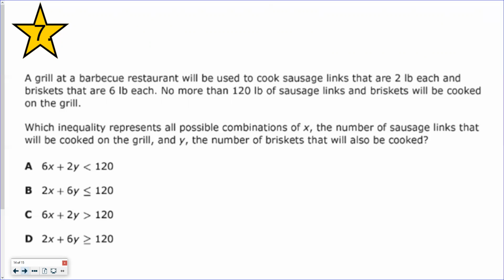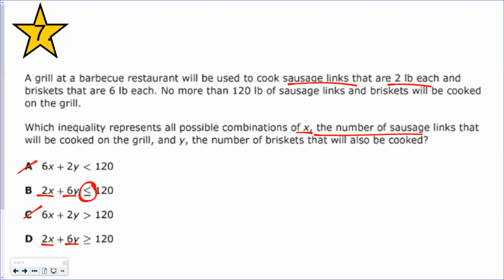So first thing I need to know is what number goes with my X and which goes with my Y. Well, it said X represents the number of sausage. And how much did we say the sausage was? 2 pounds. So 2X should be in my inequality. Well, that's not A, that's not C. B has it and D does. They also both have 6Y. So that's not going to help me.